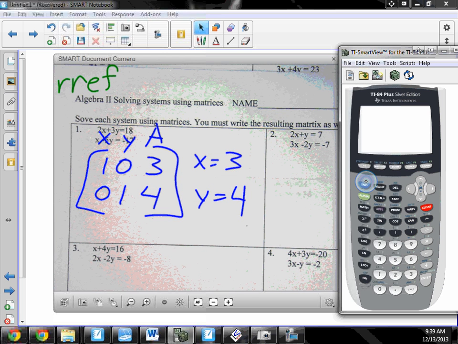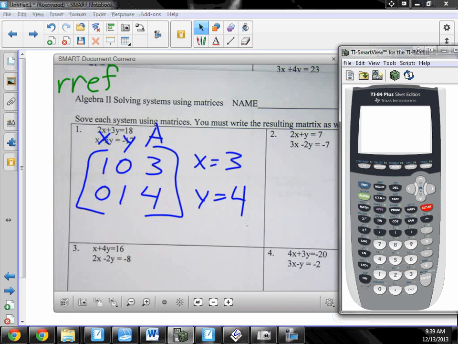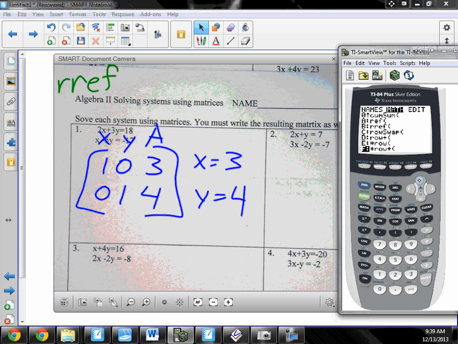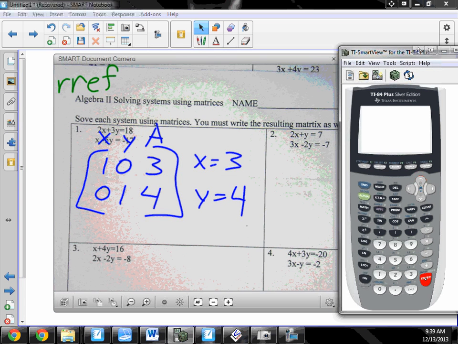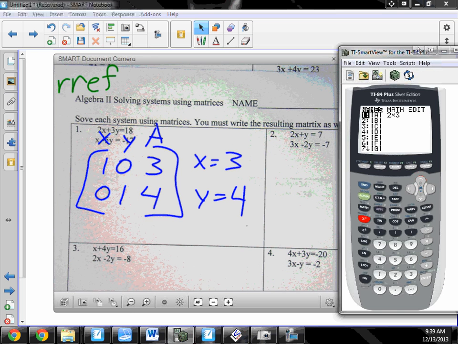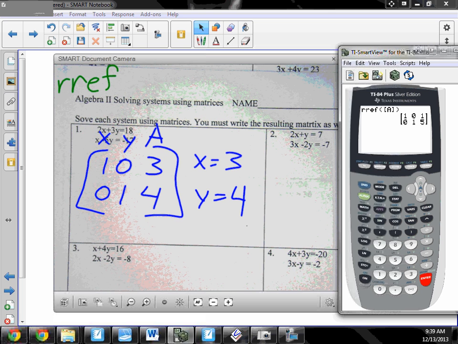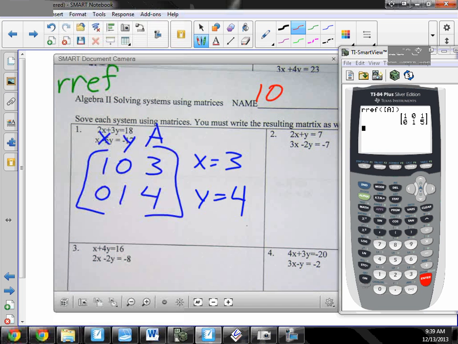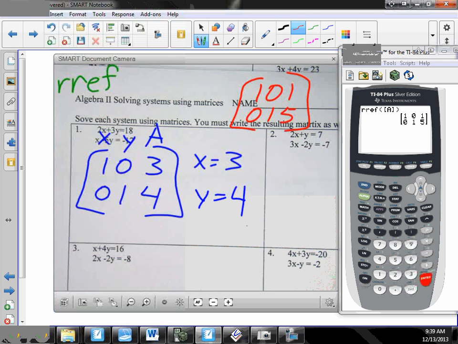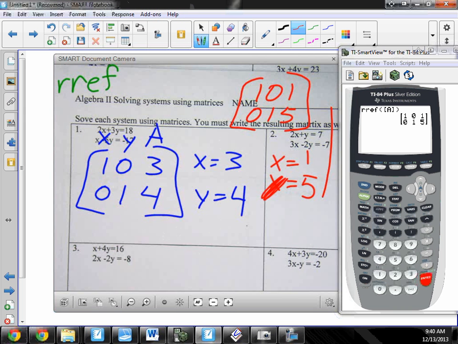Oops. Man, got the fat fingers going on today. So math, and I want RREF. Second matrix A. And I get the matrix 1, 0, 1, 0, 1, 5. So what are my answers? X equals 1 and y equals 5. So in order to get it correct, you need to write both the matrix and the answers.